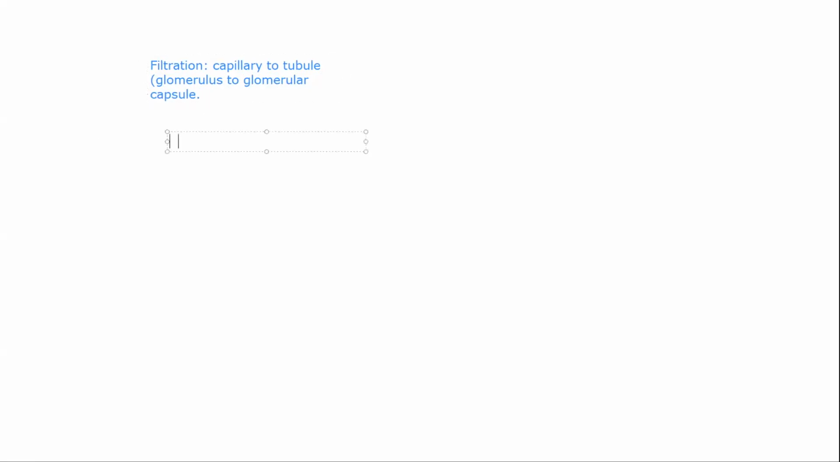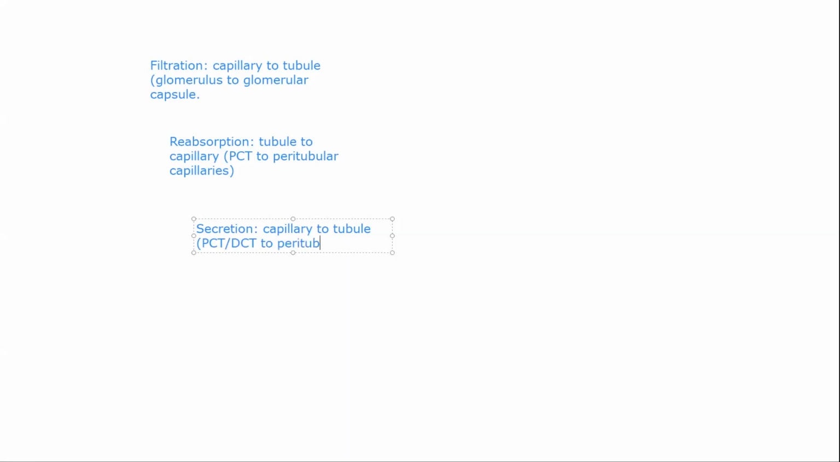Then we want reabsorption. It's going to go from tubule to capillary. Specifically, from the proximal convoluted tubule to the peritubular capillaries. That's the material that's been filtered. And lastly, secretion is going to go from capillary to tubule. It can go anywhere, but it can go to the proximal convoluted tubule or distal convoluted tubule from the peritubular capillaries.